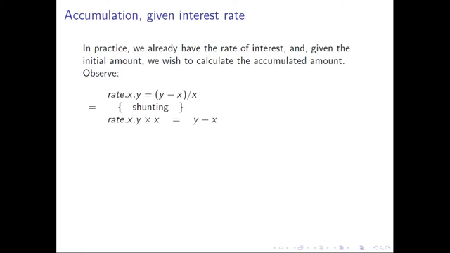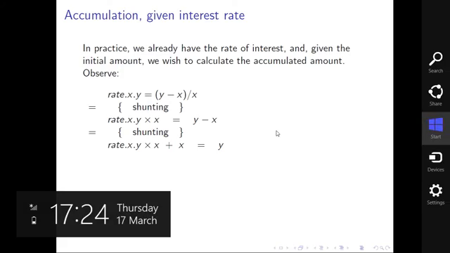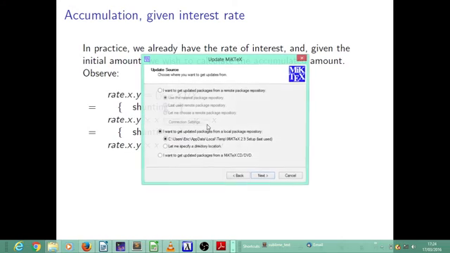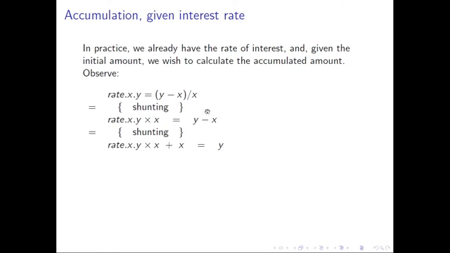If we shunt this to the left-hand side, we will get rate of X of Y multiplied by X equals Y minus X. We shunt again. This time we're shunting the negative X over to the left-hand side. We arrive at rate of X of Y times X plus X equals Y.